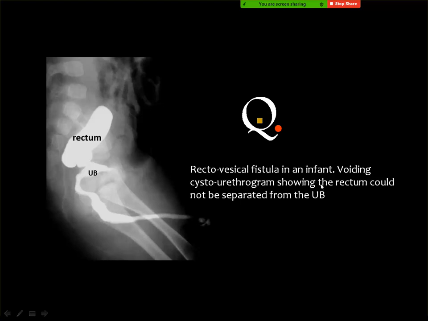And the answer is here, and this is a connection between the rectum and the bladder, and this is a rectovesical fistula in a young child, as you know.